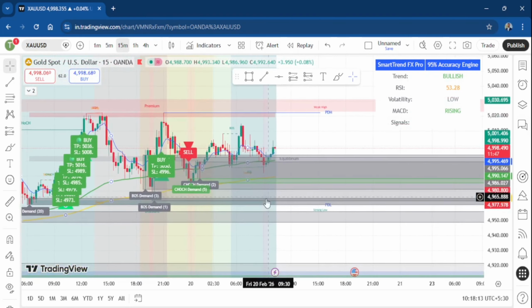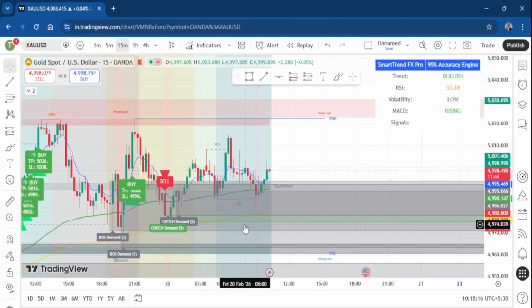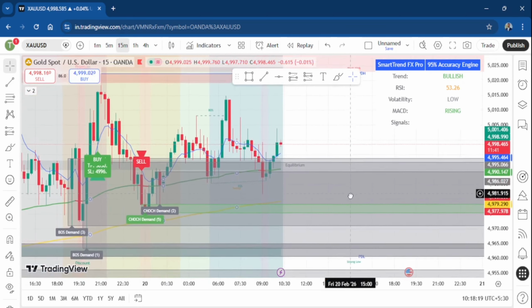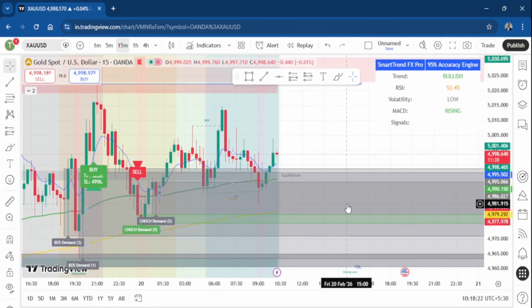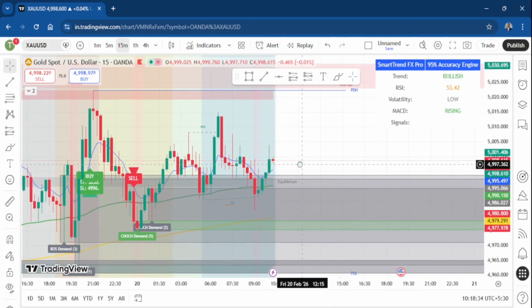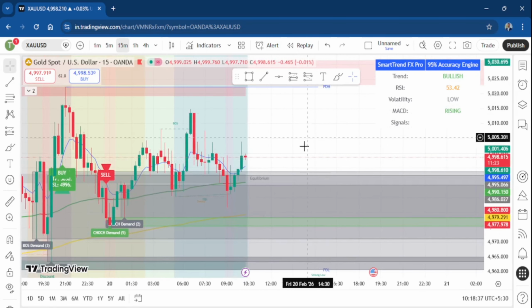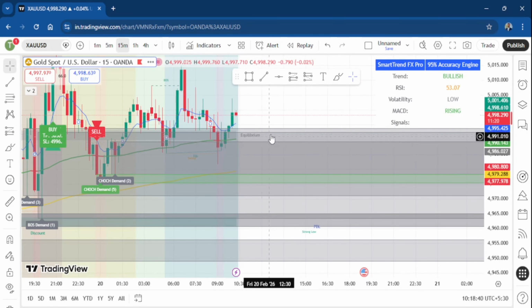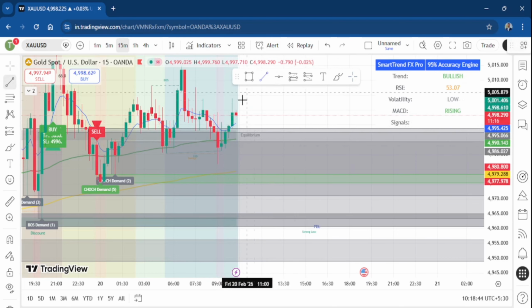Now, let us drop down to the 15-minute chart so we can get a much closer look at the local price action and refine our point of interest. On this time frame, the internal structure becomes much clearer. As you can see, I am expecting a short-term bearish pullback to play out first before we look for any buying opportunities. I want you to watch this lower break of structure demand zone very carefully.